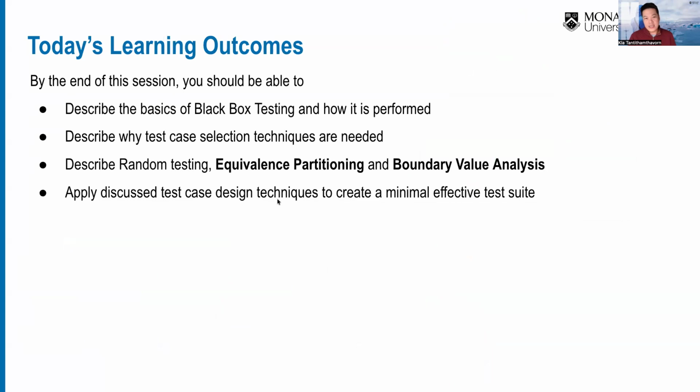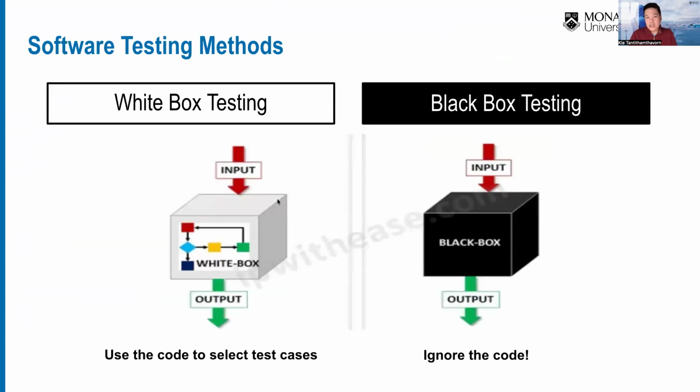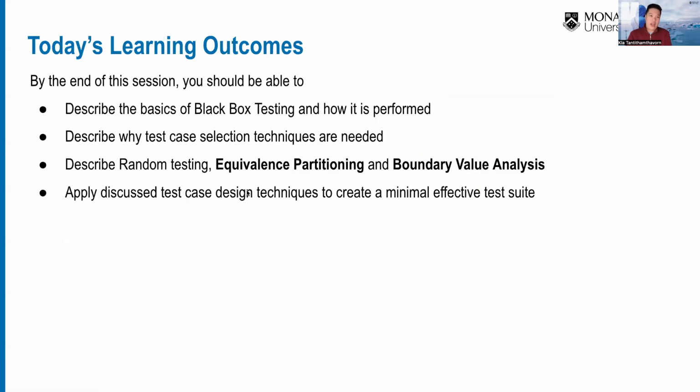As I told you before, today we're going to talk about black box software testing. We're going to talk about why we need to select test cases, and how we come up with test cases so that they are optimal. We'll also cover what random testing is, what equivalence partitioning is, and what boundary value analysis is. We're going to talk about that as well.